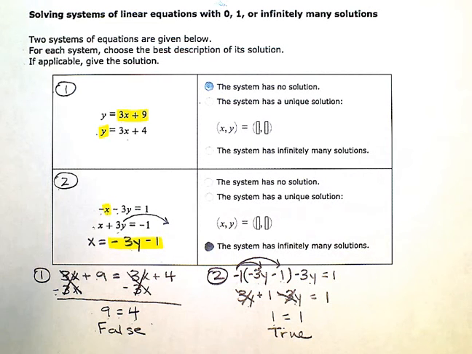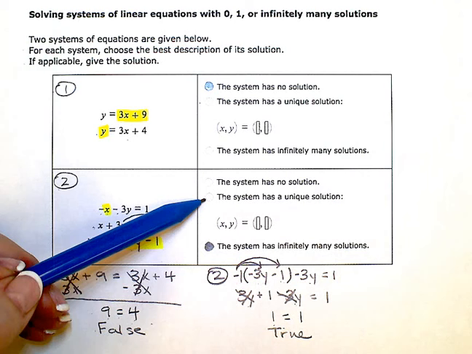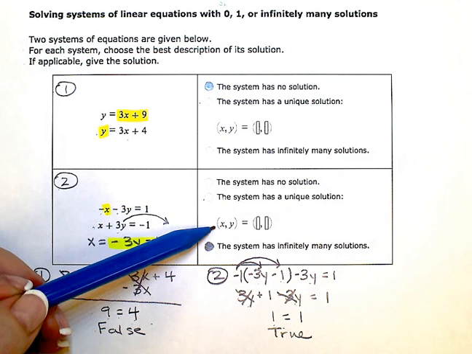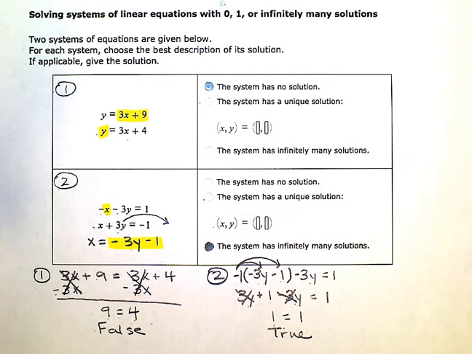Now, if I had solved either of these two problems and my variables didn't all zero out, and I could actually solve through and end up with x equals a value or y equals a value, then I would have chosen the second option, the system has a unique solution, and I would have listed the x and the y values from my solution.